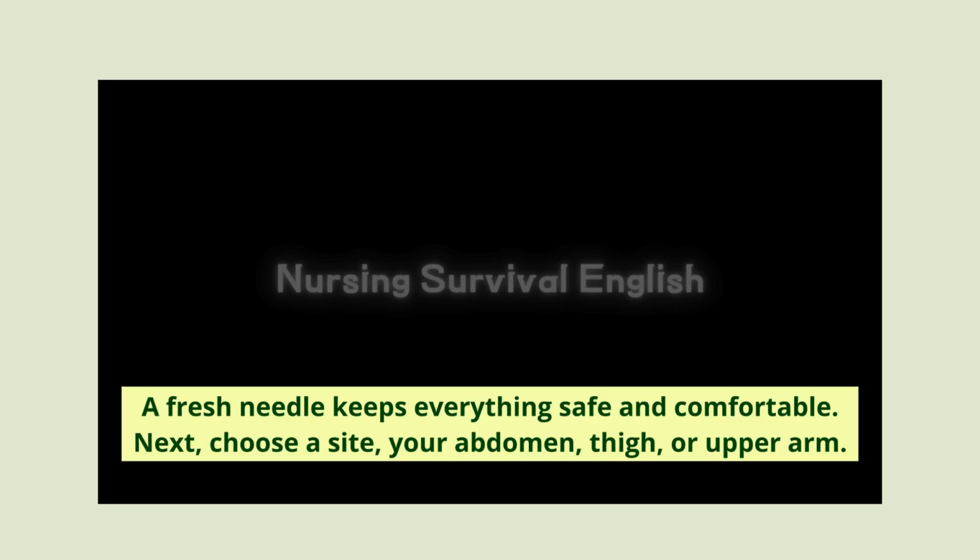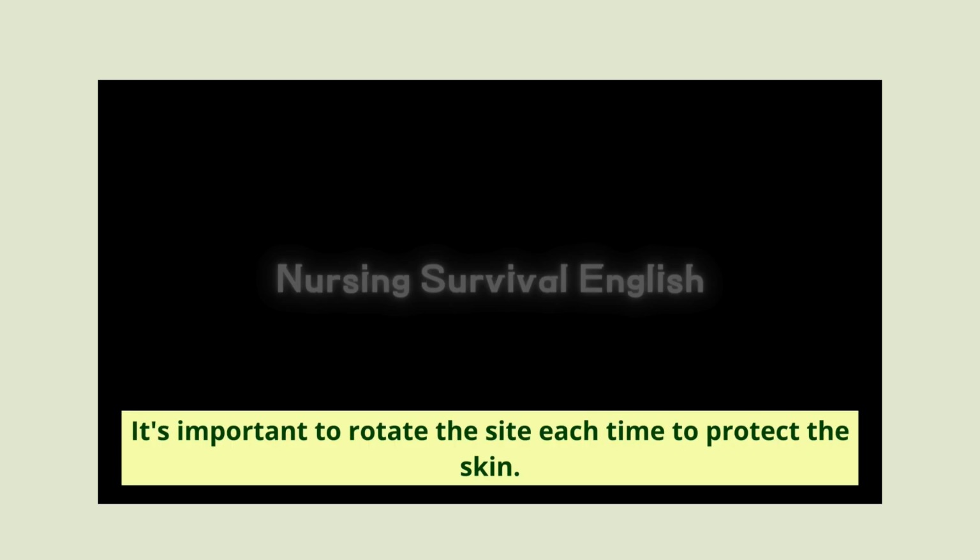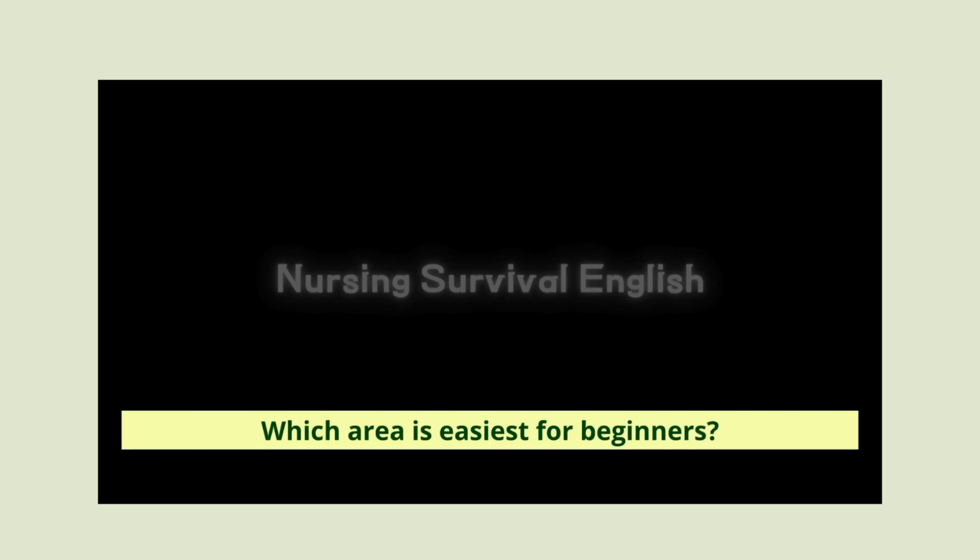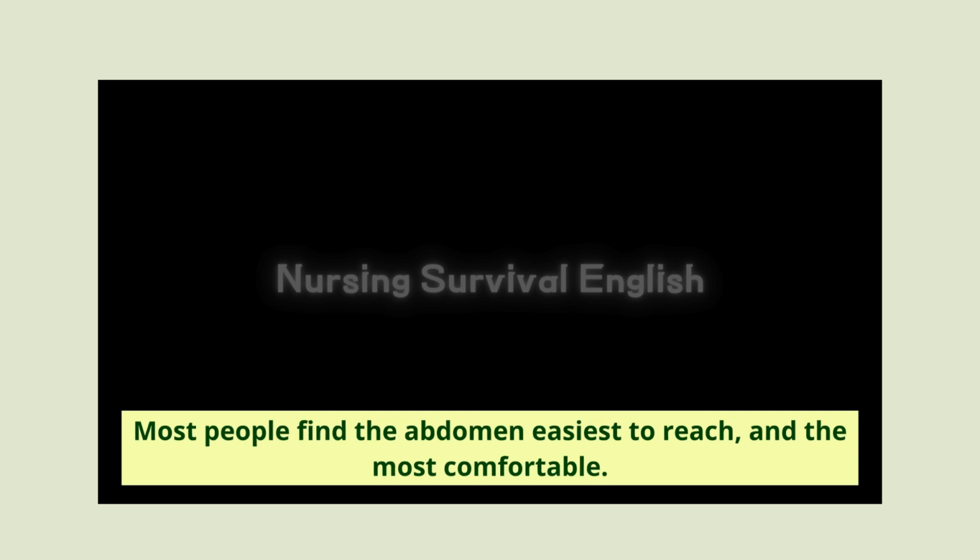Next, choose a site: your abdomen, thigh, or upper arm. It's important to rotate the site each time to protect the skin. Which area is easiest for beginners? Most people find the abdomen easiest to reach and the most comfortable.